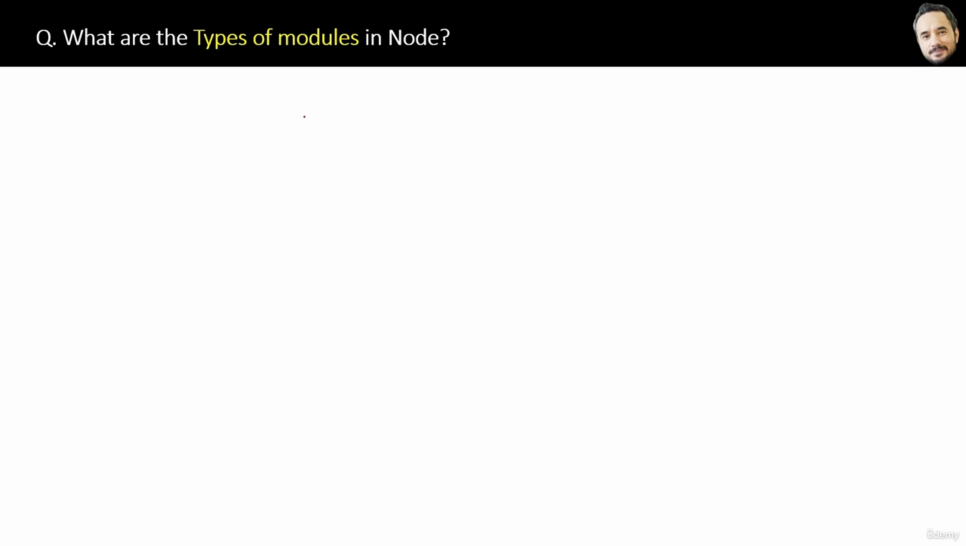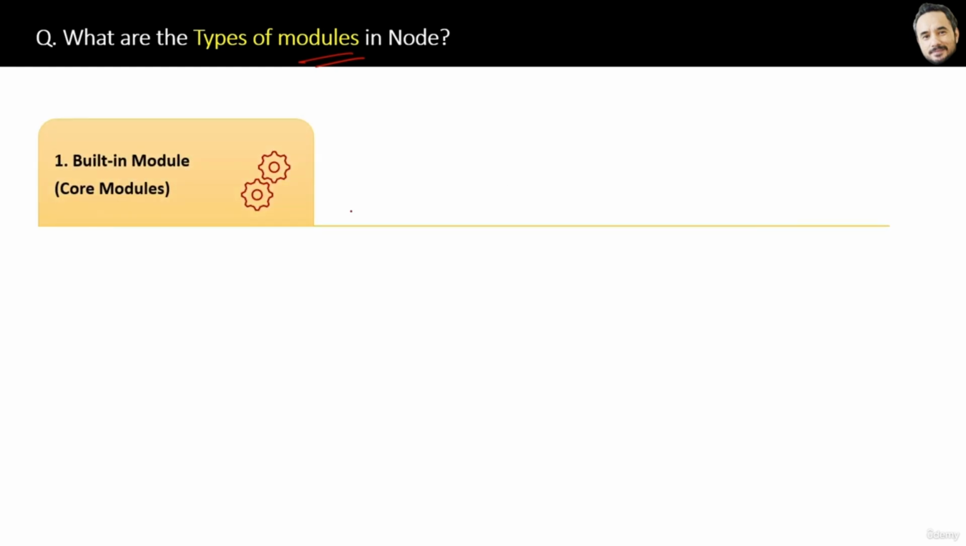What are the types of modules in Node? We have three types of modules in Node.js. First is built-in modules, or we also call them core modules. These are modules already present in Node.js that provide essential, common functionalities, for example file system, HTTP server, path manipulation, and utilities. These modules are provided by Node. We just have to import them and use them, and we can call their functions.